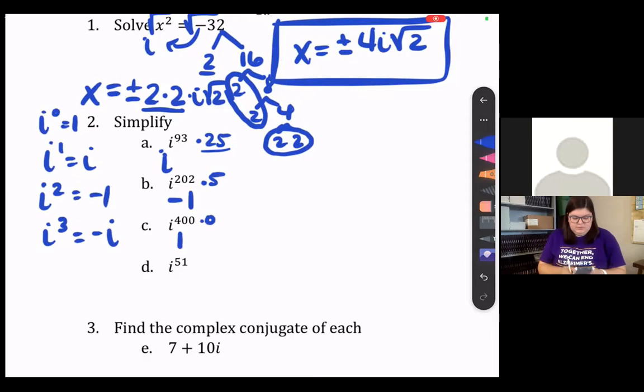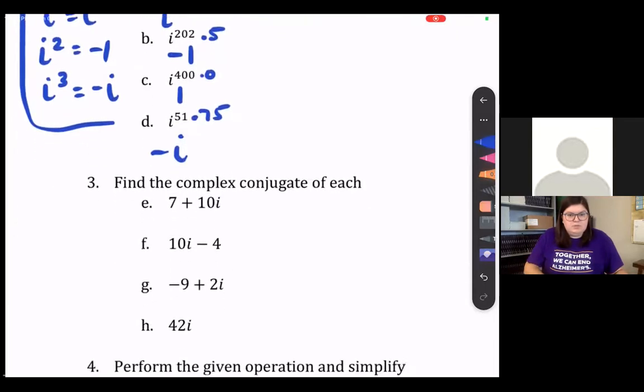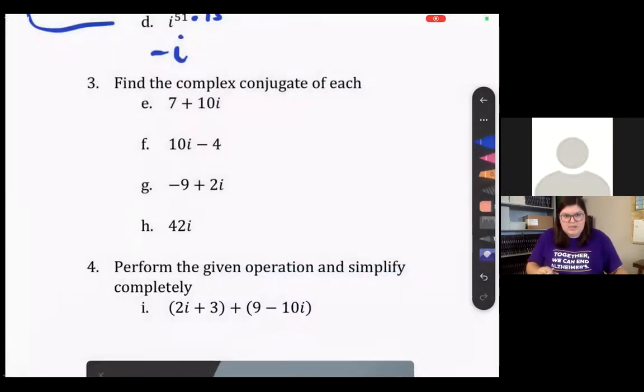Then for the 51st, I'm doing 51 divided by 4, and I get 12.75. So that 0.75 tells me it's i cubed, which means it's -i. So this is just something that you have to remember, divide it by 4, and then match it up to these over here. Okay. Moving on to number 3, complex conjugate.